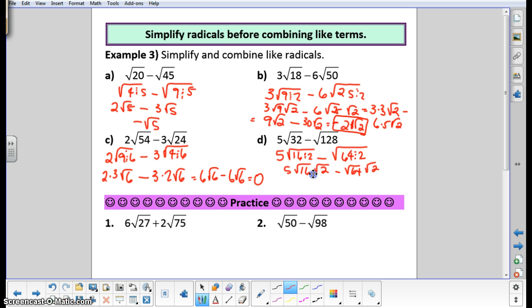And you know the square root of 16 is just 4. So 5 times 4 times the square root of 2 minus square root of 64 is 8. Square root of 2, and that would be 20 root 2 minus 8 root 2, and 20 minus 8 is 12 root 2, and that's our answer.